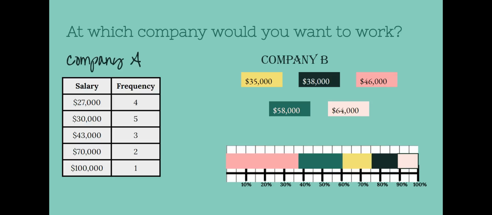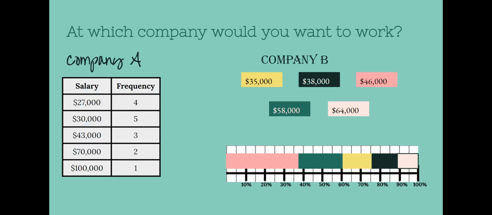So when I'm comparing these, the things I'm thinking about are the majority, right? So we have the majority at company A are making between 27 and 30, whereas the majority at company B are making between 46 and 58. Now, the lowest paid employees at company A are making 27, the lowest paid at company B are making 35, the highest paid at company A are making $100,000 and $70,000, which is way more than the amount that people are making. The highest paid people at company B are making $64,000.